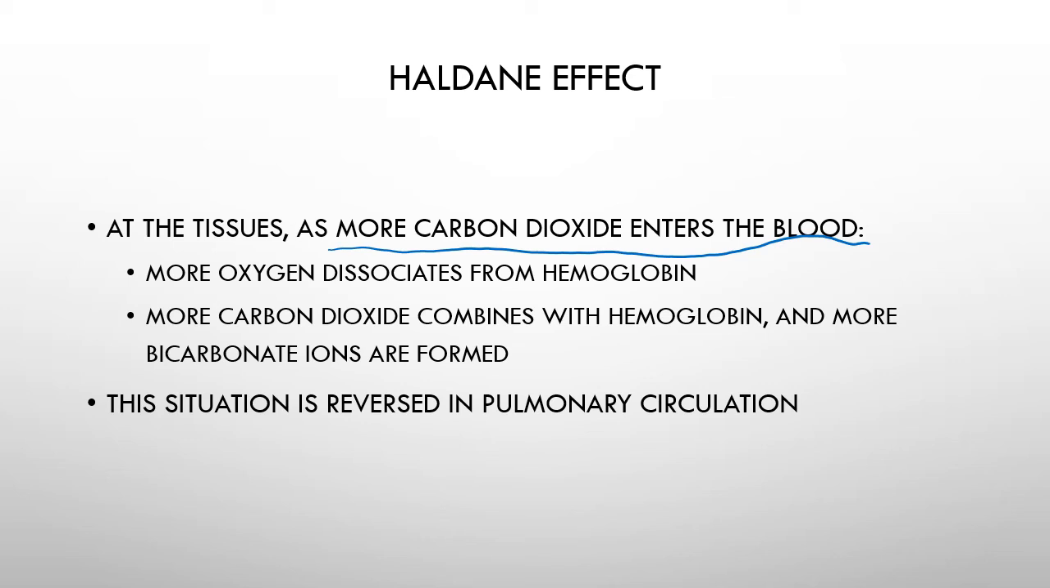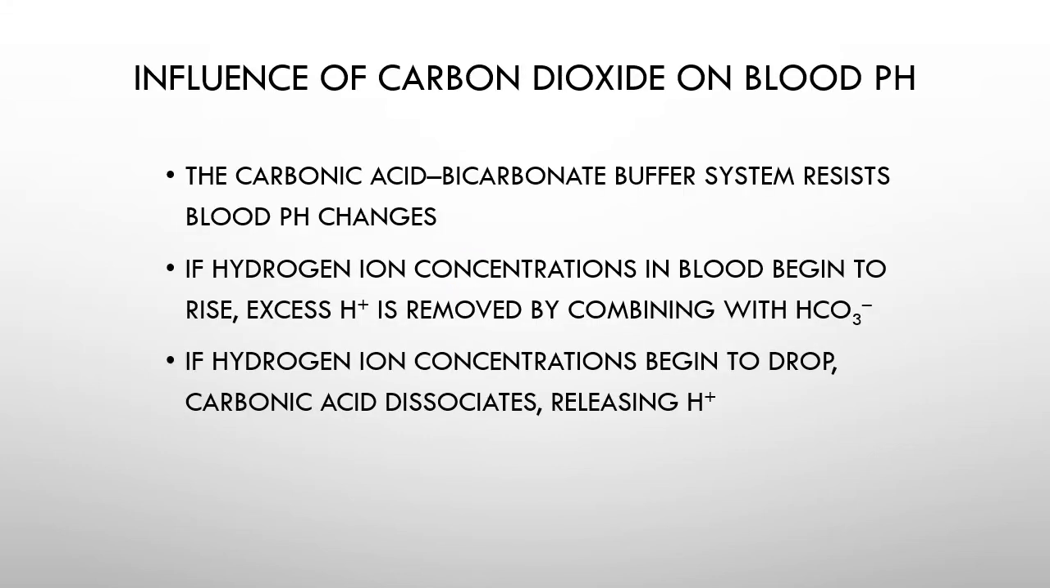We have more oxygen being dissociated from the hemoglobin, and more of that carbon dioxide will start to combine with the hemoglobin itself. But again, we're only going to transport about 10% that way. The more carbon dioxide gets into the blood, the more bicarbonate we're forming, and that's also going to help take that lower pH away from the tissues. Then we simply reverse the whole process once we get into the lungs.